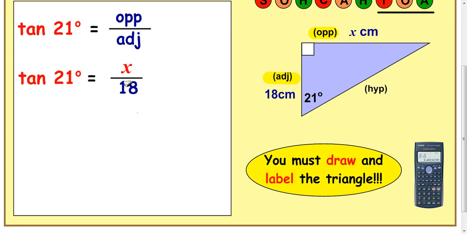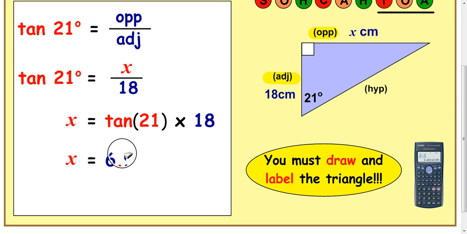To work out the x on the top, we multiply up by the 18. So just to rearrange that a wee bit, tan 21 times 18. Remember to put your 21 in brackets, or your calculator will do 21 times 18 first, and then tan that answer. Or you can write 18 times tan 21 and that will sort that problem out. If you type that incorrectly, you'll get this answer here. Rounded to one decimal place, it's 6.9 centimetres.